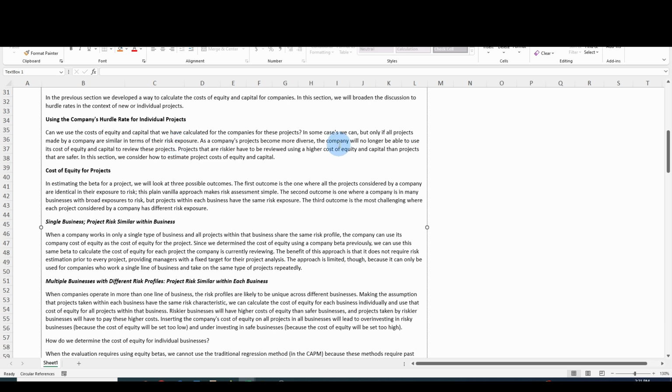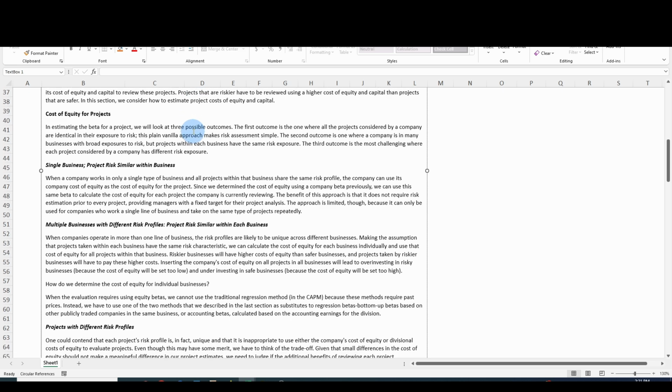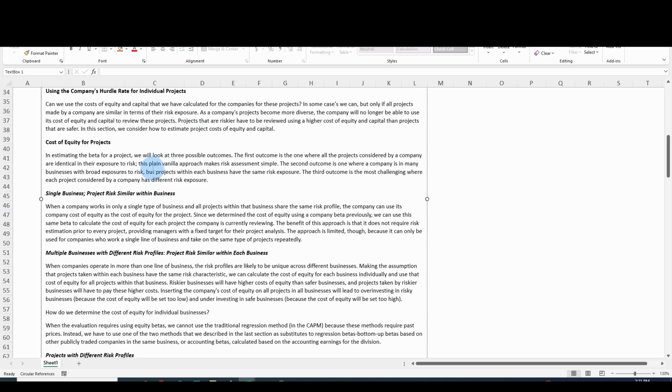In some cases we can, but only if all projects made by a company are similar in terms of their risk exposure. As a company's projects become more diverse, the company will no longer be able to use its cost of equity and capital to review these projects. Projects that are riskier have to be reviewed using a higher cost of equity and capital than projects that are safer. In this section, we consider how to estimate projects' cost of equity and capital.